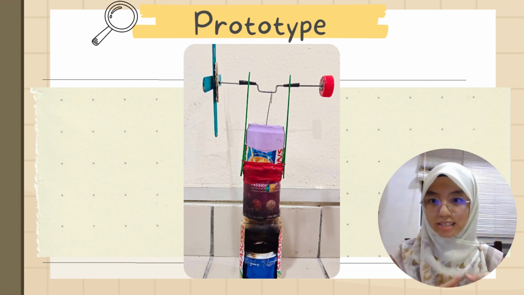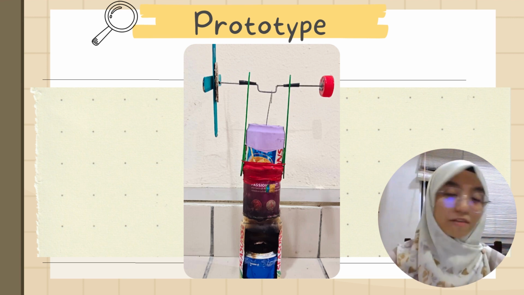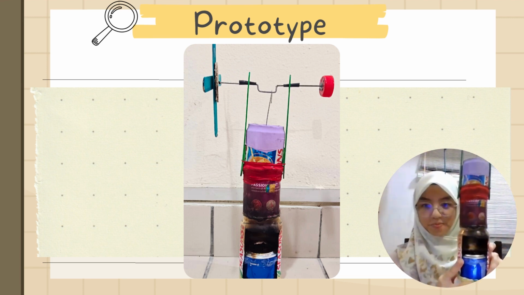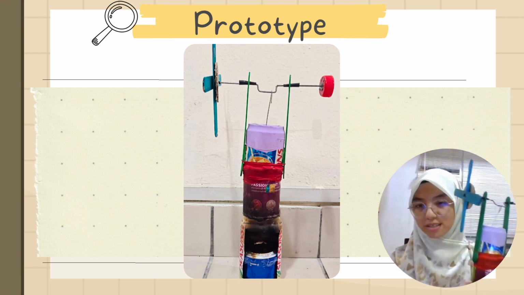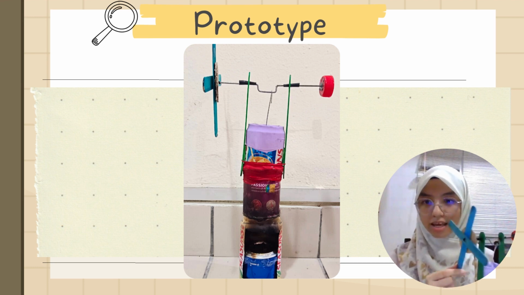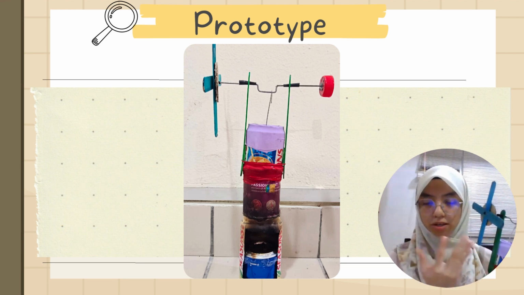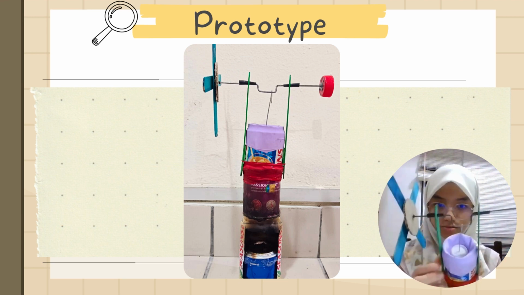Since this assignment is related to heat engine cycle, my friends and I have decided to do the steam engine. And this is the outcome. I hope you can see clearly. I am going to explain each part. The first one is the fan, and we attach it to our prototype as an output for the whole project. And next is the balloon.